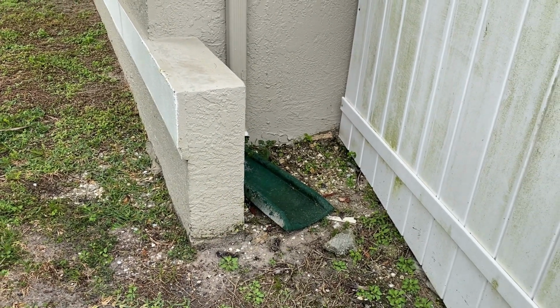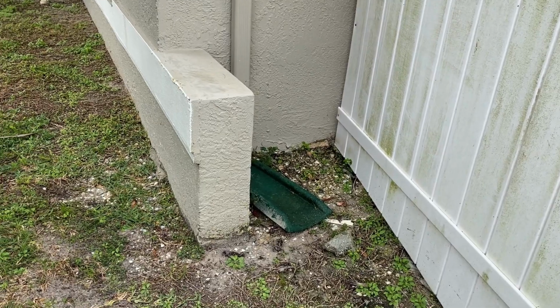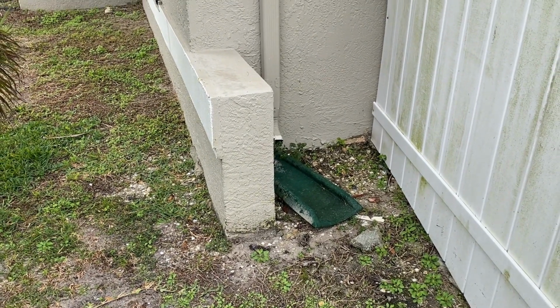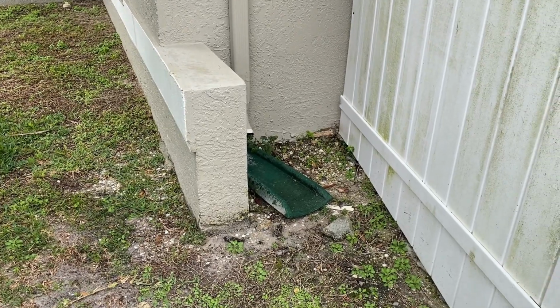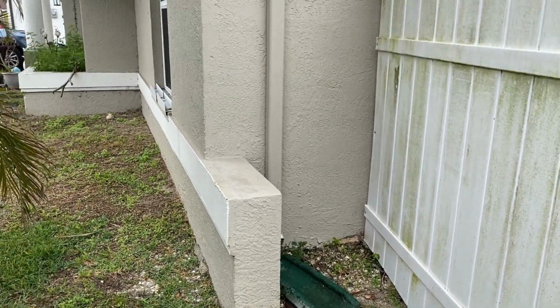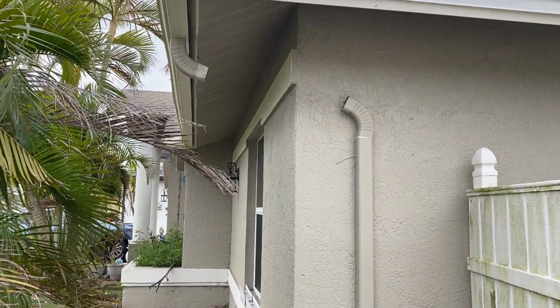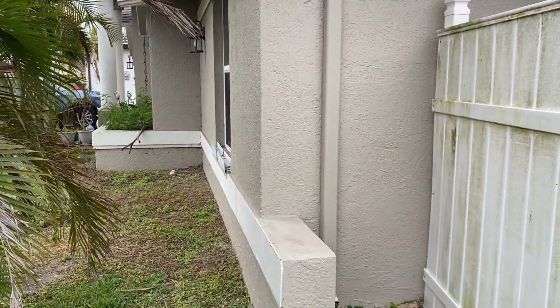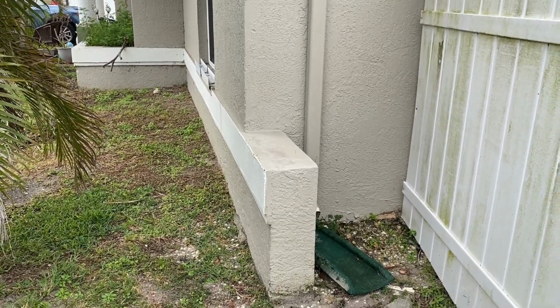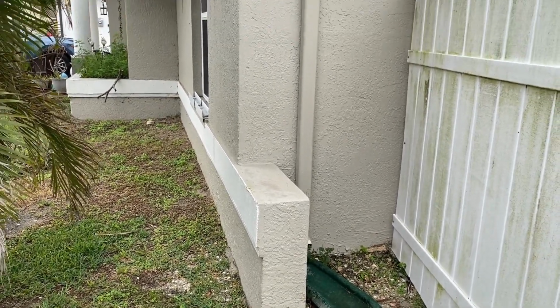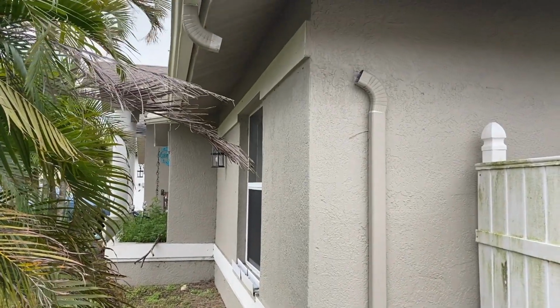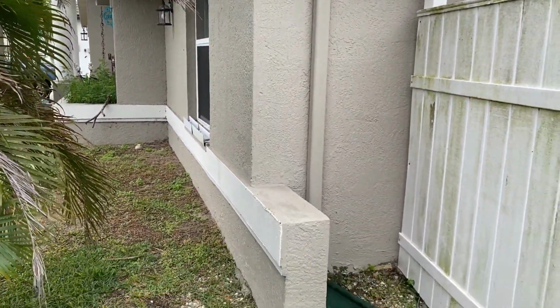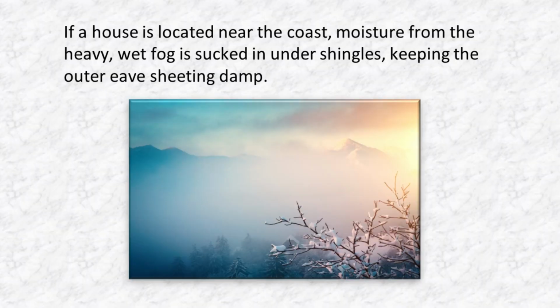Now, as you can imagine, maybe insects like ants, things like that, would still find the water. But isn't it better for things like termites if we divert this water away and we don't put it right on the foundation? So again, just another simple fix that we found that could be related to integrated pest management without even putting out a pesticide. IPM is always about what can we do to solve issues without necessarily putting a bunch of pesticides out that may harm the environment. If a house is located near the coast, moisture from the heavy, wet fog is sucked under shingles, keeping the outer eave sheeting damp.